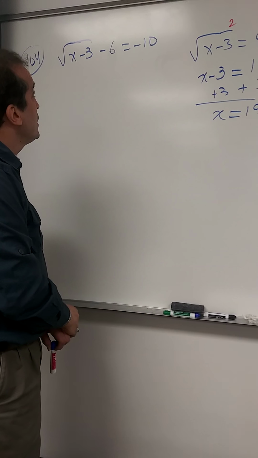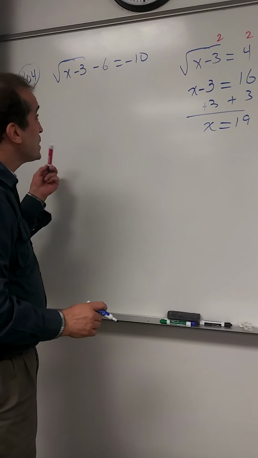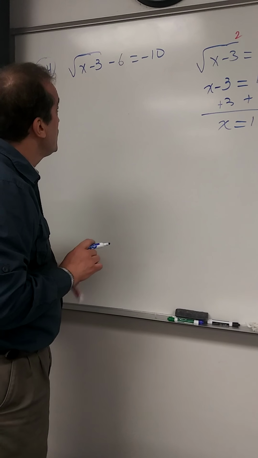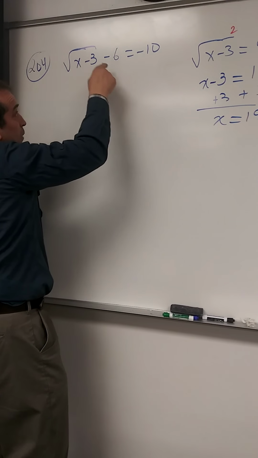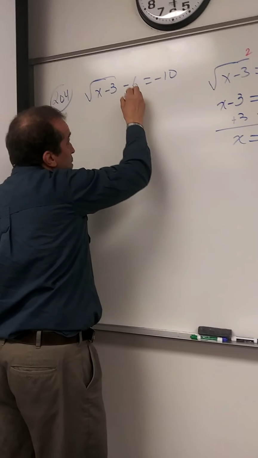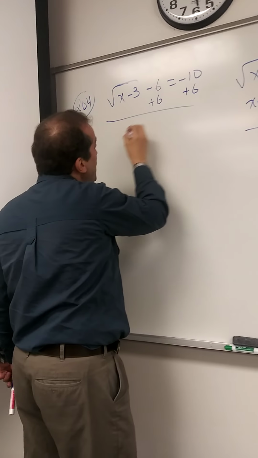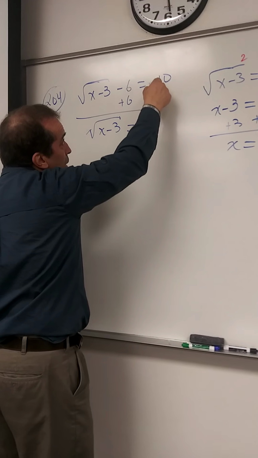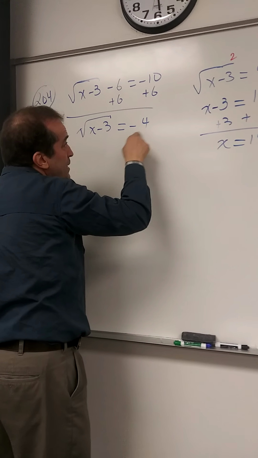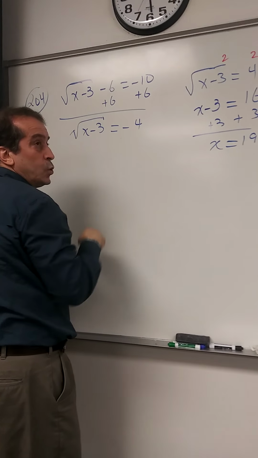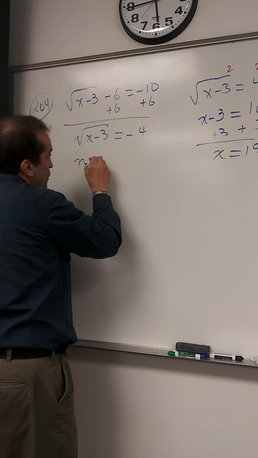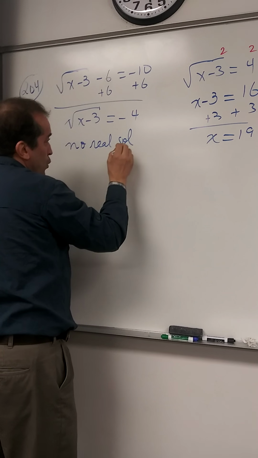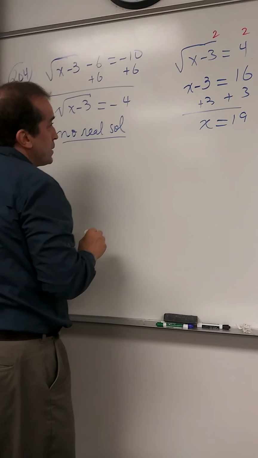This example looks like the last one, but the outcome is not going to be the same. In example 4, first we simplify by adding 6 to both sides. When you add 6 to both sides, that leaves you with square root of x minus 3 equals minus 10 plus 6, which is minus 4. The right side is negative. There's no point in doing anything else. This has no real solution. Remember, both sides must be positive. So this problem doesn't have a solution.